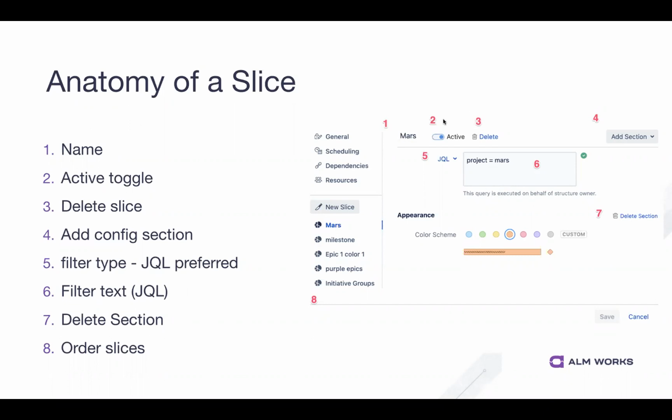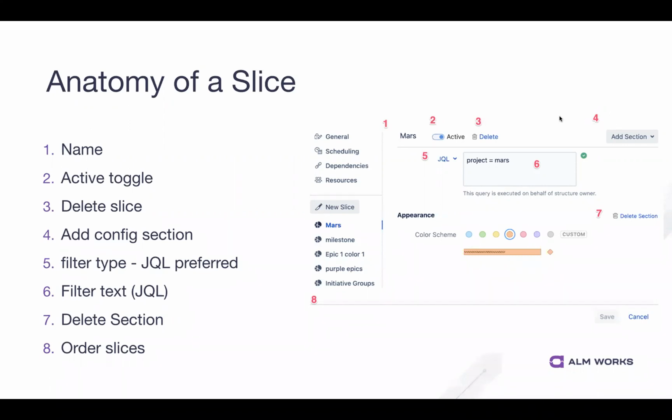2 and 3, we're probably not going to be deactivating or deleting things, especially to start, but it's good to know what these are. Sometimes we do want to make a slice inactive because we don't want to delete it. We might want to use it later, but maybe it's messing with something and we need to turn it off.